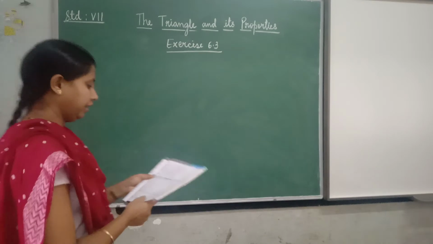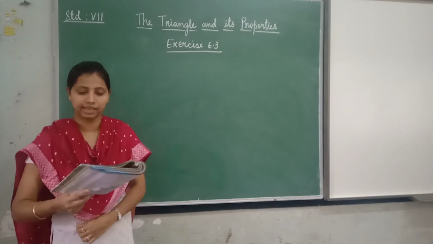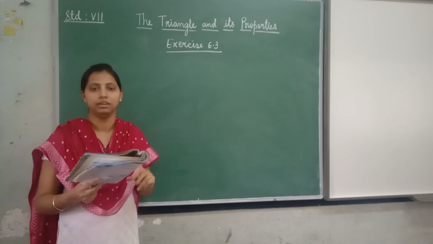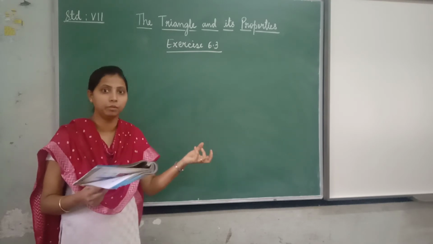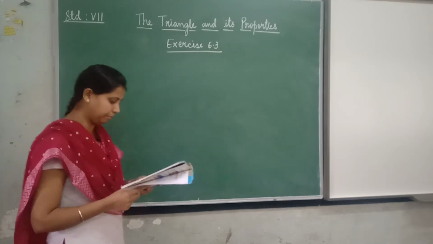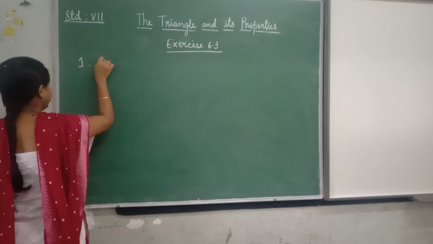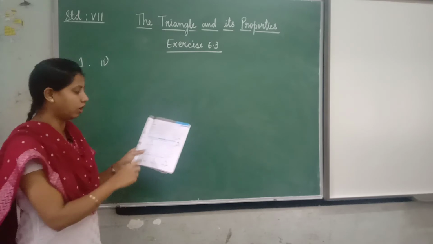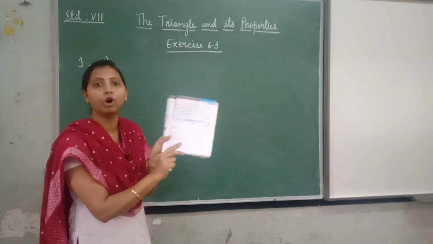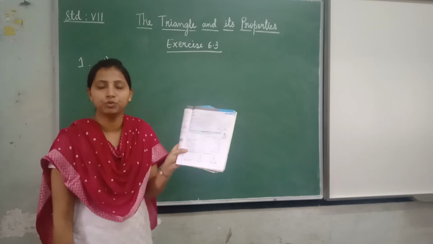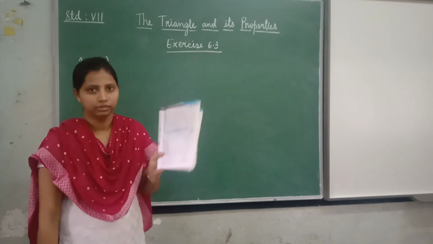So now we will see exercise 6.3. First, I will take a few examples and tell you how to apply the theorem in solving the sums. Okay, so first, the second figure. Figures are given. Find the value of the unknown x in the following diagrams. You have to find the value of the unknown thing here.